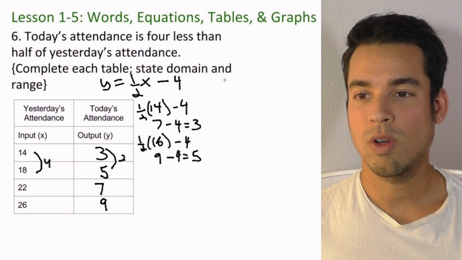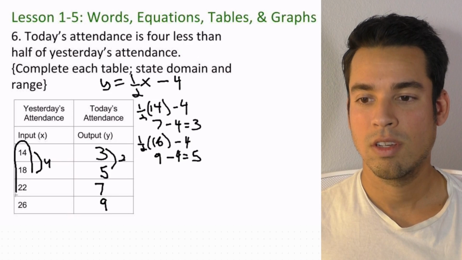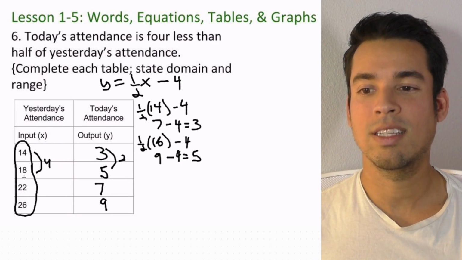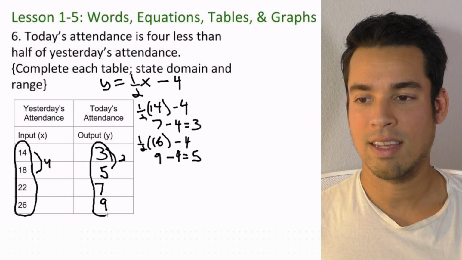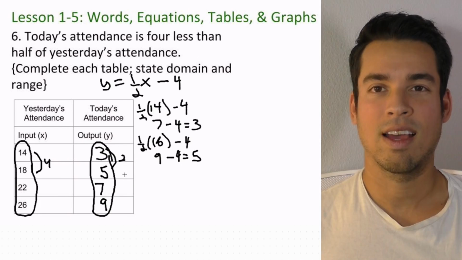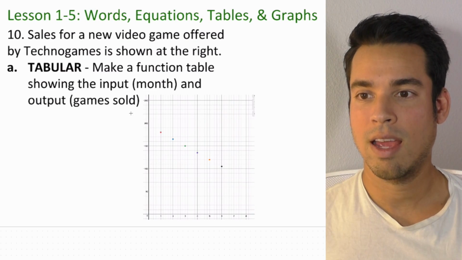So now the question is, what is the domain and range? Remember, domain is simply our x values. So this is our domain right here, 14, 18, 22, 26. And the range are simply these guys, 3, 5, 7, 9. So that is number 6. Now let's go on to number 10.